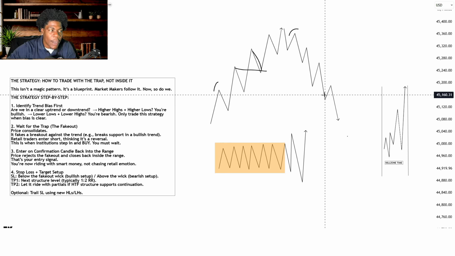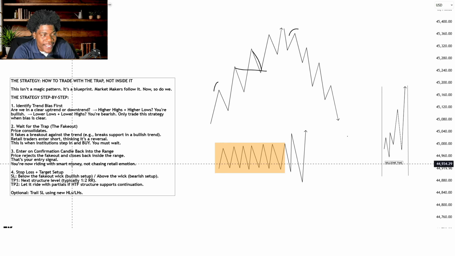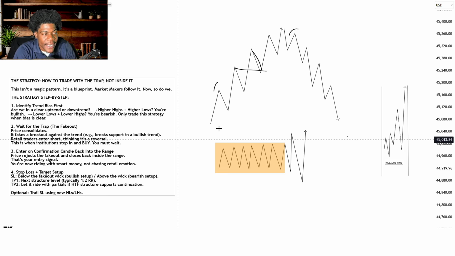Number 2 is that we wait for the trap. This is where price consolidates. It fakes a breakout against the trend. It breaks a support in a bullish trend or resistance in a bearish trend. Retail traders enter short thinking it's a reversal. This is when the institutions step in and buy.